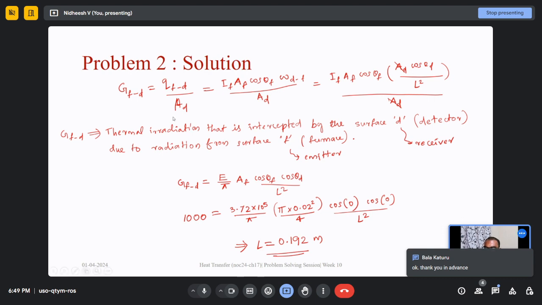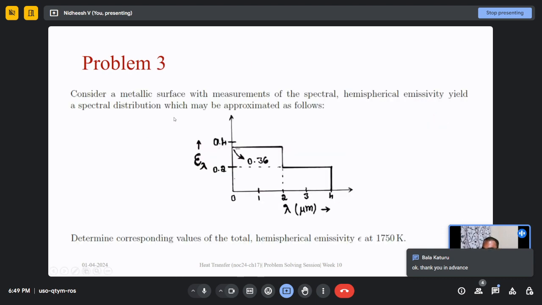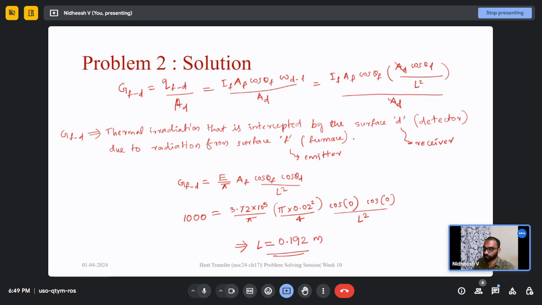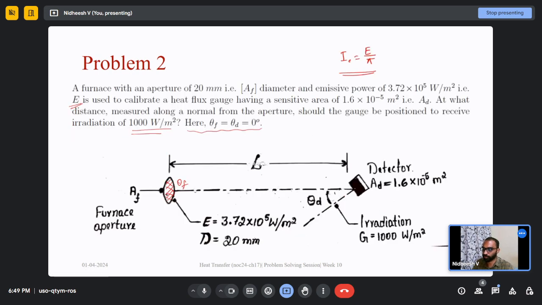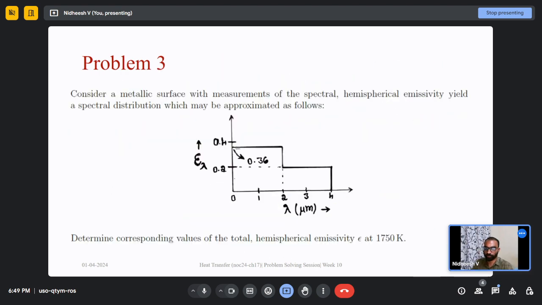Other than that, I hope this problem was clear, right? Yes. Okay, so shall I move on to the next problem? This is problem 3. Let me read out the problem statement.